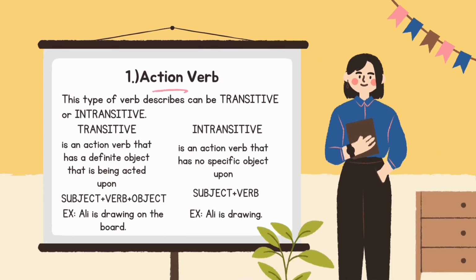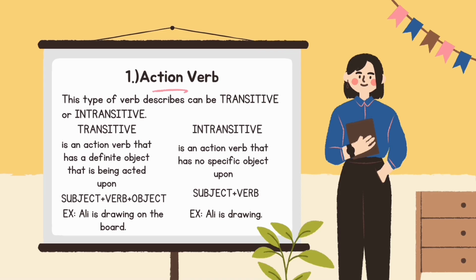Action verb. The verb describes the action the subject is doing. Transitive, an action verb that has a definite object that is being acted upon. Subject plus verb plus object. Example, Alice is drawing on the board.